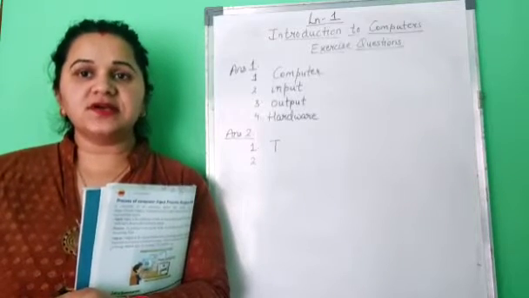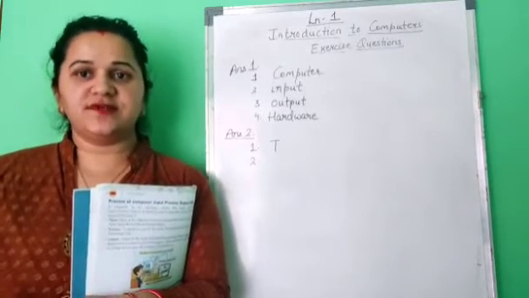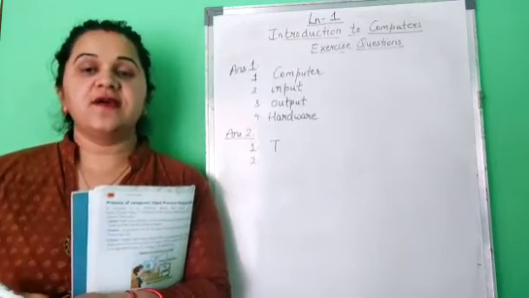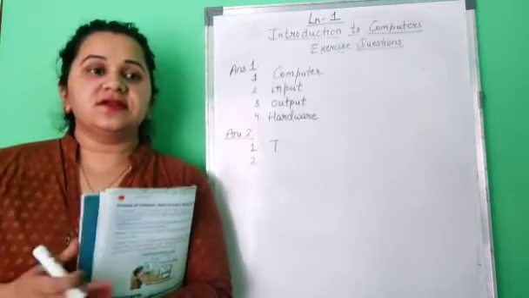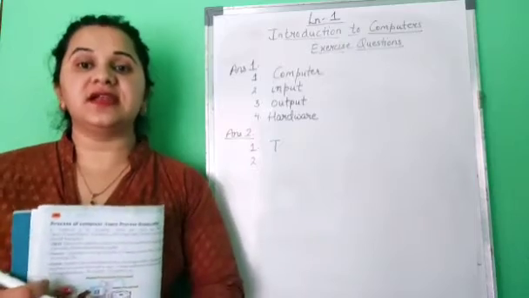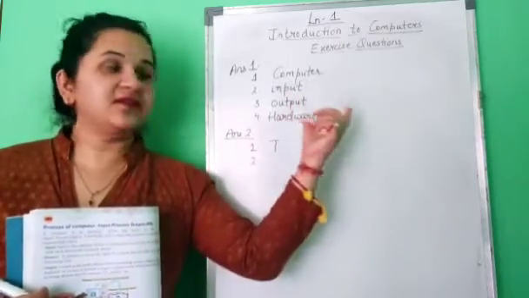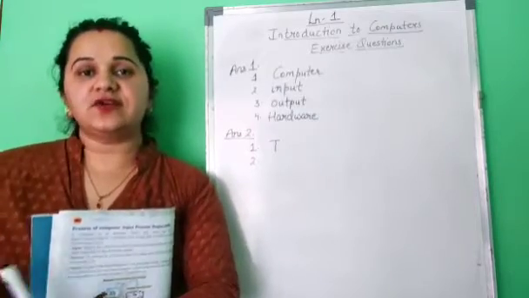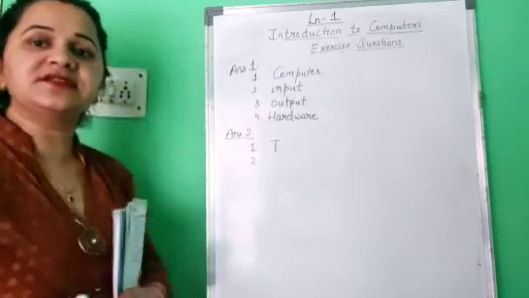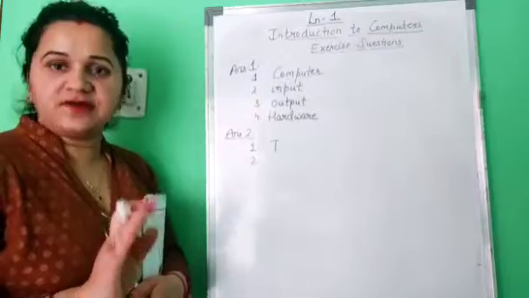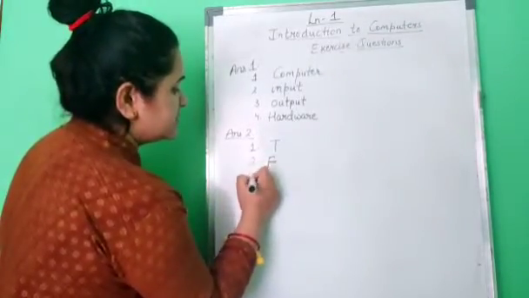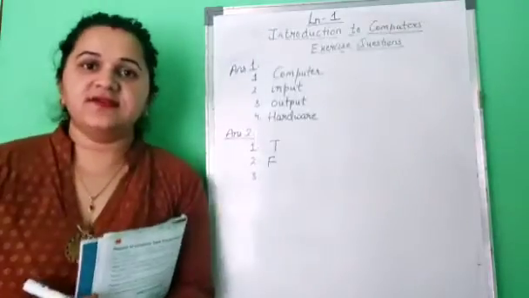But printer is an output device. It is not a storage device. Why? Because it helps you to print the data. Whatever you can see in the screen, that will get printed on a piece of paper. That is all because of a printer. So printer is an output device. It is not a storage device. So write down false. Okay, very good.